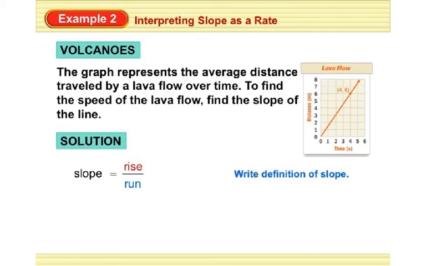Now let's look at another example. So we have this word problem that says volcanoes. The graph represents the average distance traveled by a lava flow over time. To find the speed of the lava, find the slope of the line. So the first step in creating this problem and solving this problem is to write the definition of slope. Slope equals the rise over the run, or the change in y over the change in x.